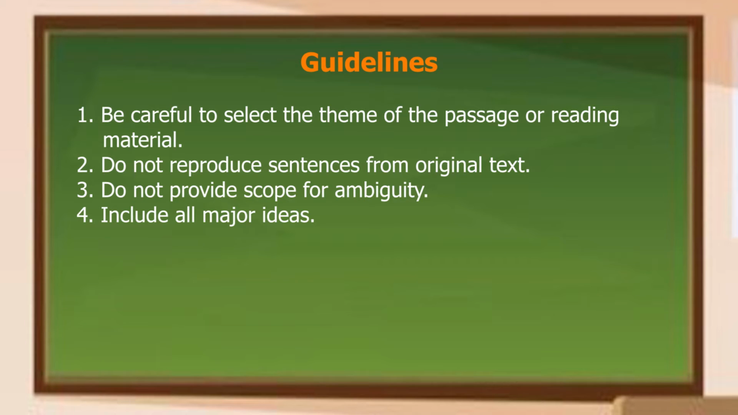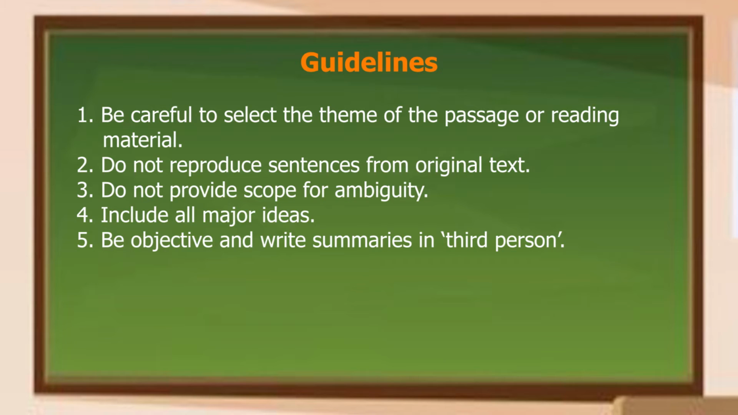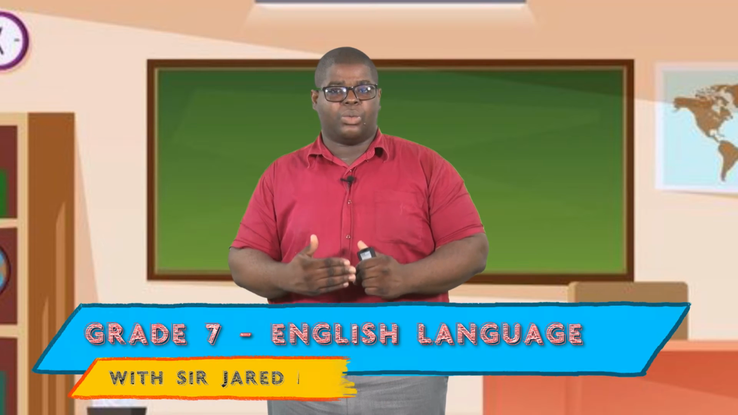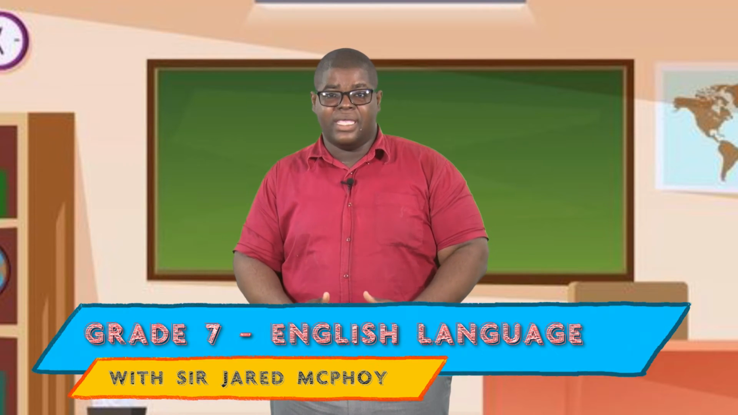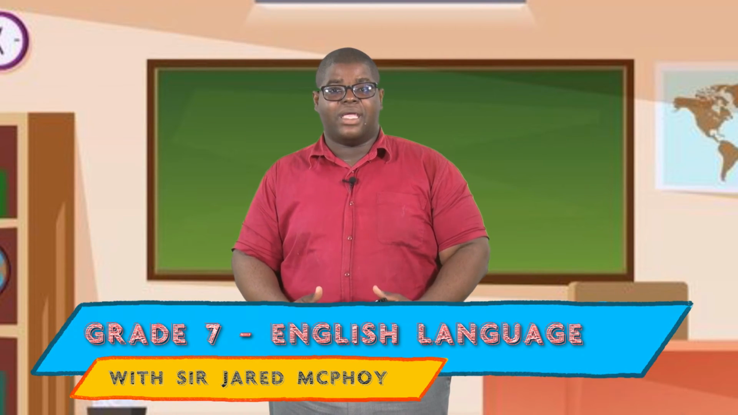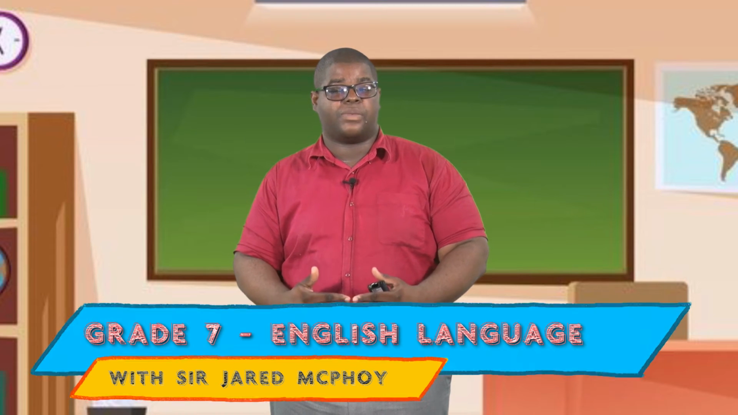Number 4, include all major ideas. Let me say that again. Include all major ideas. Number 5, be objective and write a summary in the 3rd person. So you want to ensure that you don't include words like I and me, but you want to write it in the 3rd person. And I like to say the 3rd person is an outside view.